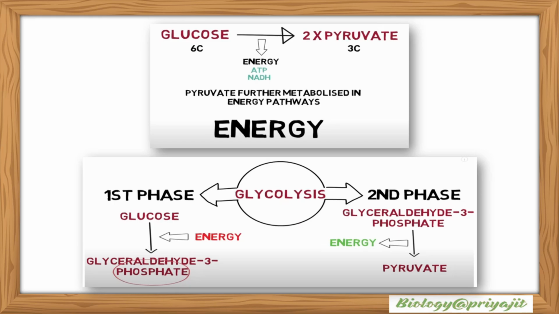So in this process of glycolysis, glucose, a 6 carbon compound, is lysed into 2 molecules of 3 carbon pyruvate, and then energy in the form of ATP and NADH is released. Pyruvate is further metabolized in energy pathways. Glycolysis has two phases: the preparatory phase, that is the first phase, and the second phase is the payoff phase. So in the first phase, glucose is converted into glyceraldehyde 3-phosphate with the help of energy, and in the second phase, glyceraldehyde 3-phosphate releases energy and forms two molecules of pyruvate.